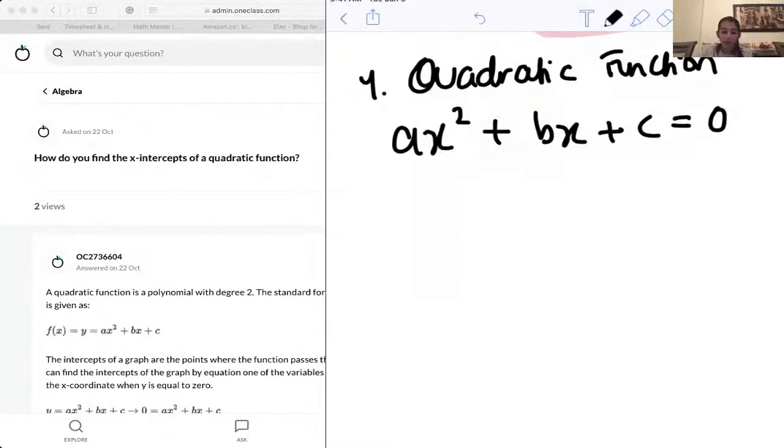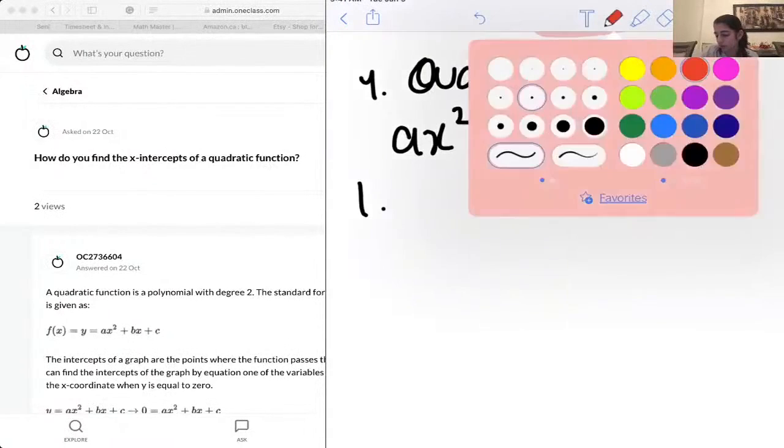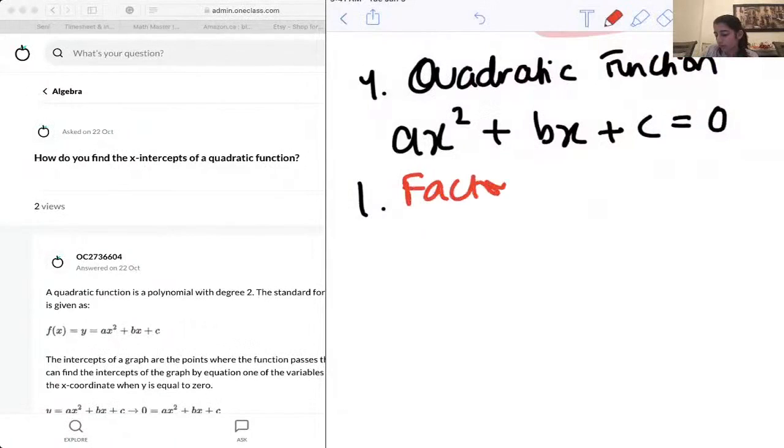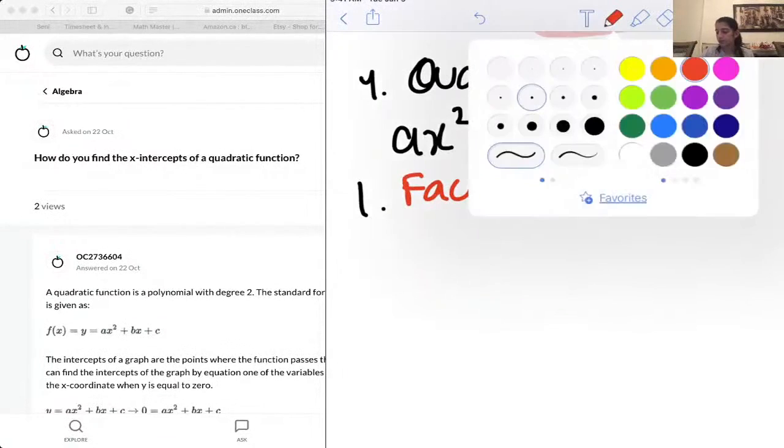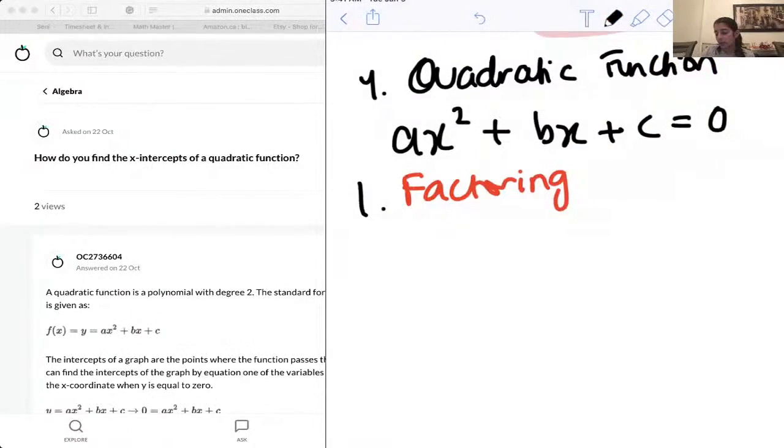One way of figuring it out is using factors. The first method that we're going to use is called factoring. The first thing that you have to do for factoring is think of two numbers that are being multiplied that are the same as A times C.